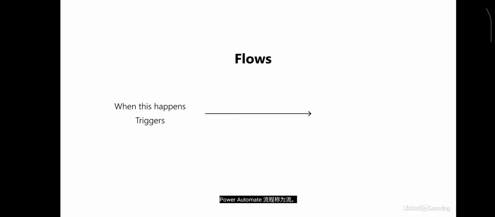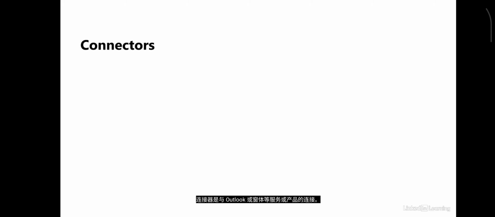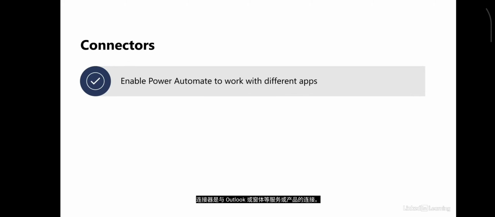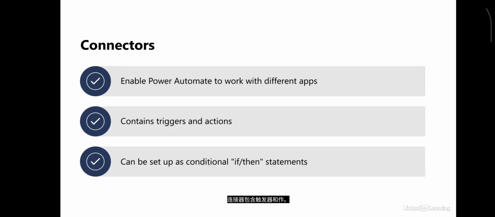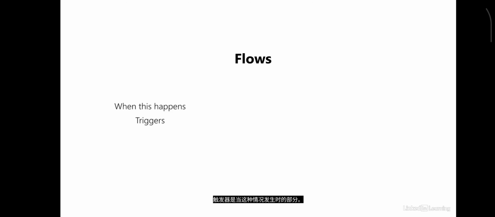Power Automate processes are known as flows. These can be described as when this happens, do something. A connector is a connection to a service or product like Outlook or Forms. Connectors contain triggers and actions. A trigger is the when this happens part. An action is the do something part. Together, they build a flow.